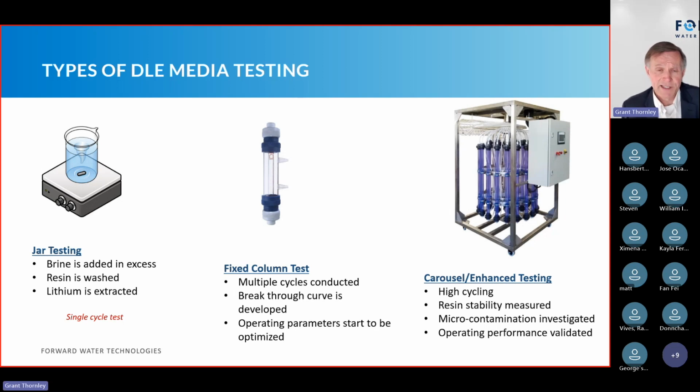The difference is how much the media, based off of how much mass I've used, has absorbed. So the cycle test, as I said, gives me my resin capacity and my absorption rate of the resin. Next is the fixed column test.